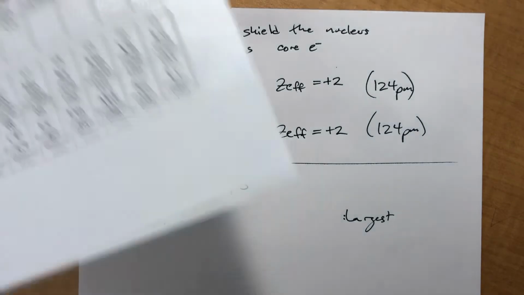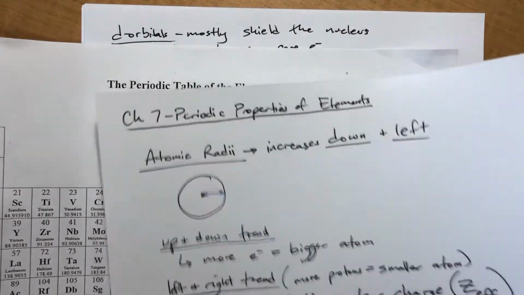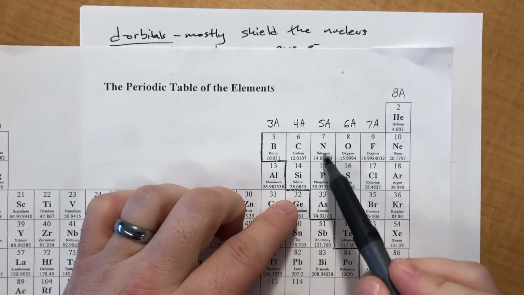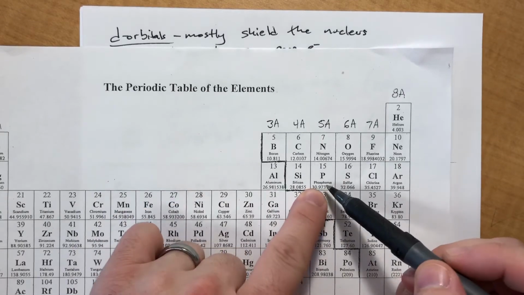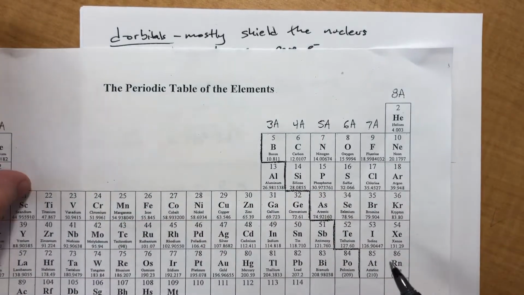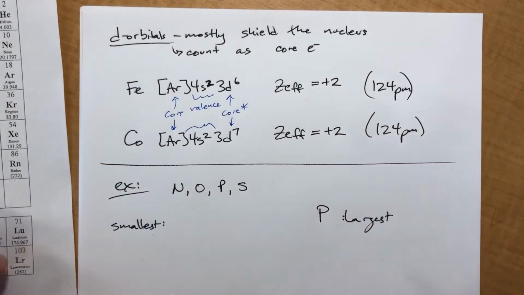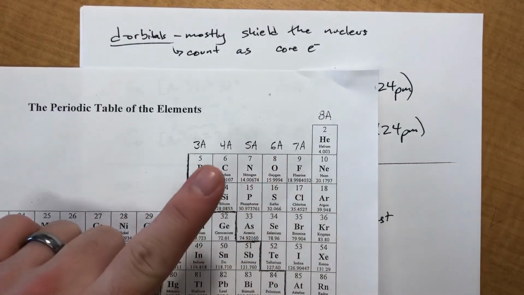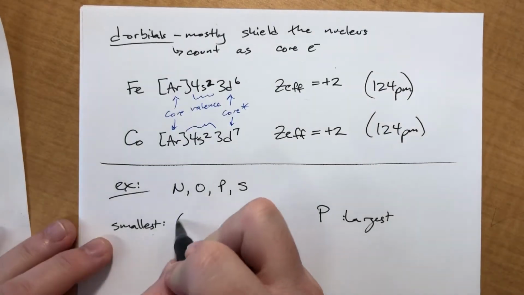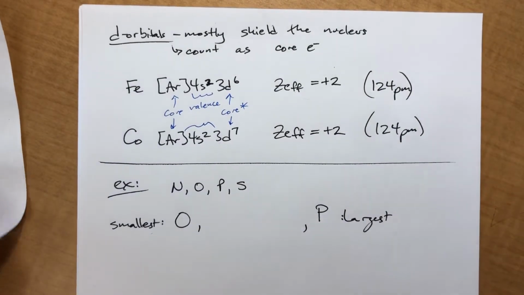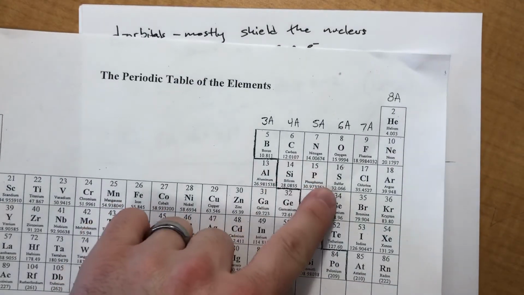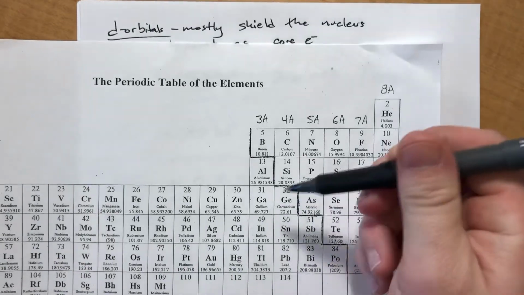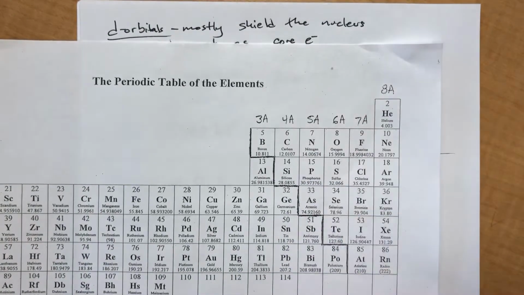So, the general trend that we saw on the previous page is that things get bigger as you go down and left. So, these things are in a nice little square. Phosphorus is the most down and left. It should be the biggest. And of these four, oxygen is the most up and right, so it should be the smallest. Nitrogen and sulfur are going to be a little weird because they actually kind of are perpendicular to the trend.